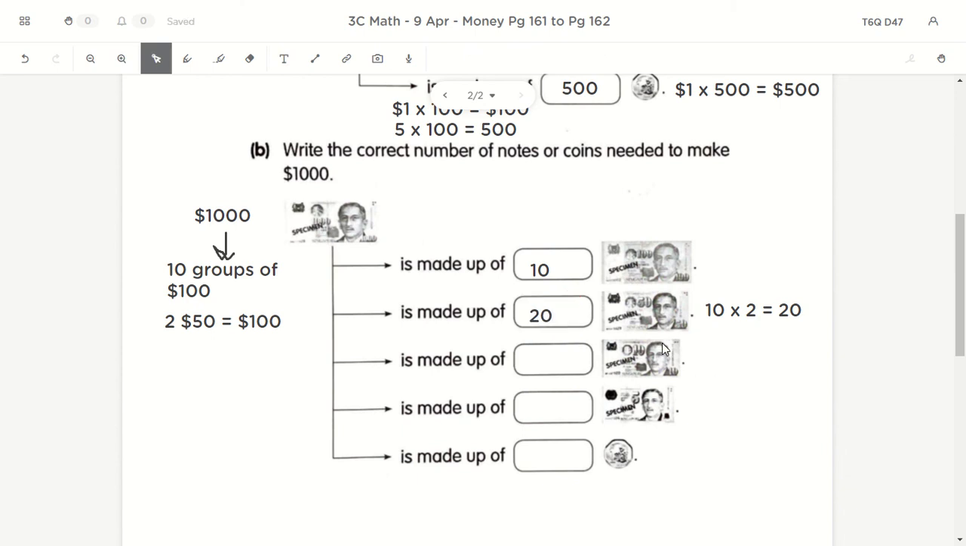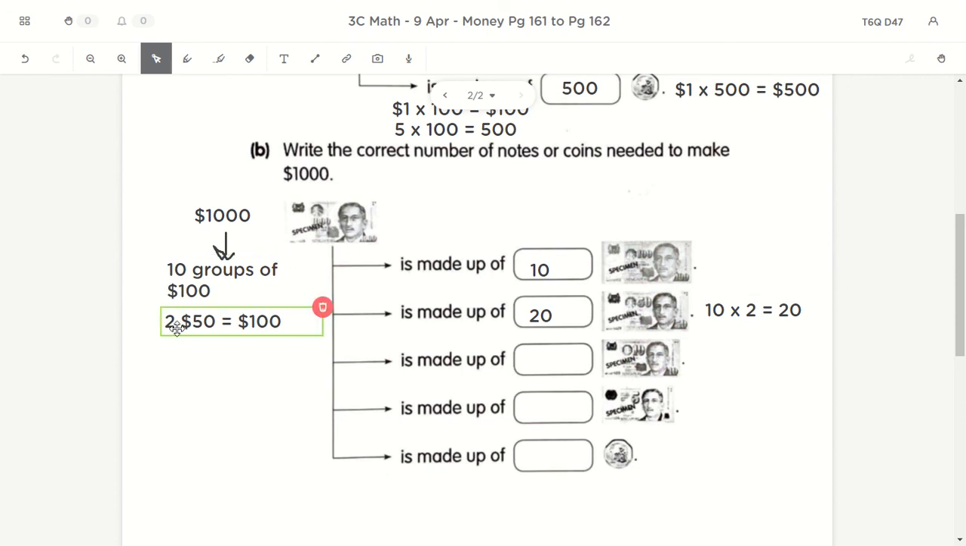So let's look at it again. You want $1,000. You know $1,000 is 10 groups of 100, and to make 100 you need two $50 notes. So in terms of equation, there are 10 groups of 100. In each group there are two $50 notes, so 10 times 2 gives you 20. Let's try to use this way of thinking for the rest as well.